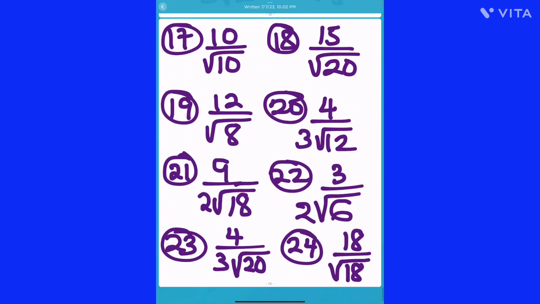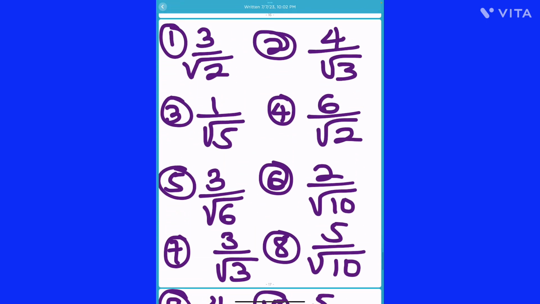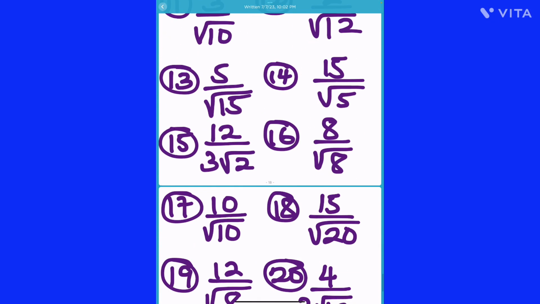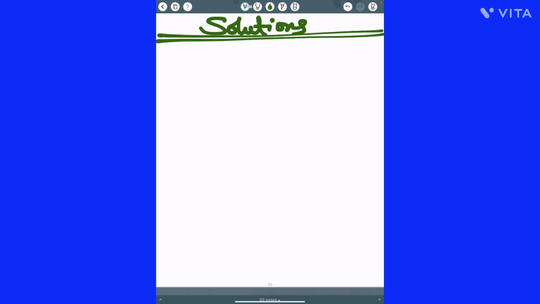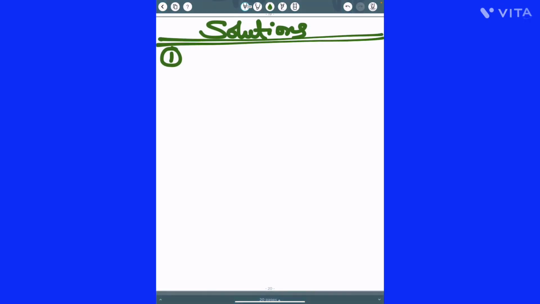So we start from the questions. We can start from anywhere. Let's start from the simple ones, numbers 1 and 2. Let me write the solutions here. Solutions. Question 1 says we should rationalize 3 over root 2.